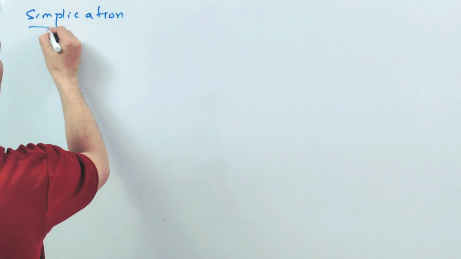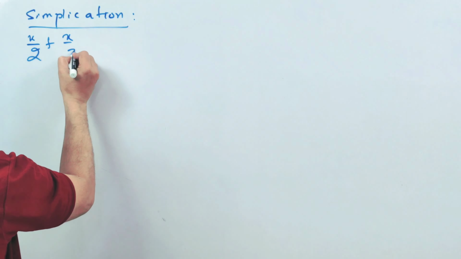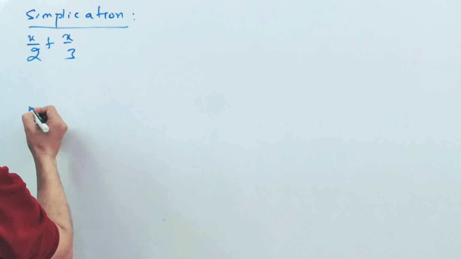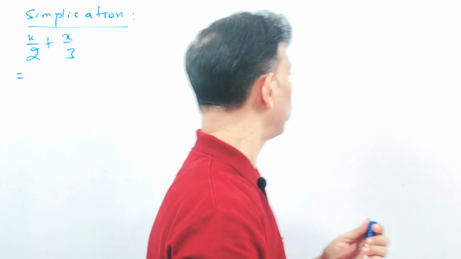So first question, simplification, and I will do it with a very simple example first. It is x by 2 plus x by 3. How to simplify that? Let's see. So here 2 is the denominator and 3 is the denominator. Like normal fractional numbers, what did you do there? The denominators are there, you are finding the LCM. Here also you will do the same thing.